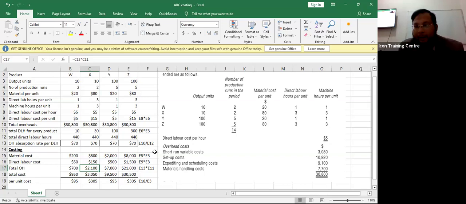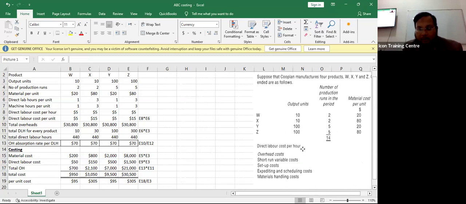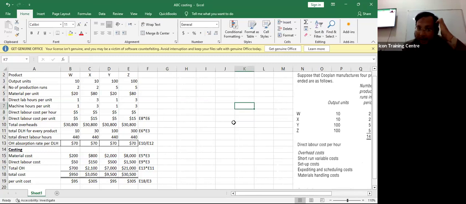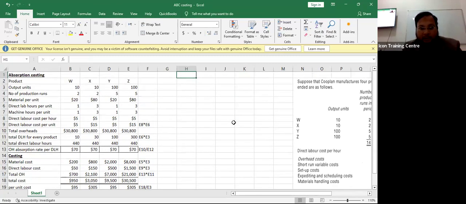Okay, guys? Now move to ABC costing, and then we will compare this. This is known as absorption costing. Now there is another technique which is known as ABC costing. Now, you guys need to be very focused.